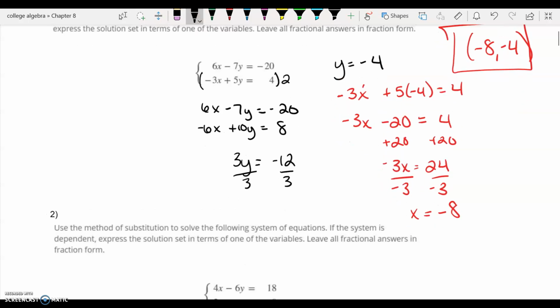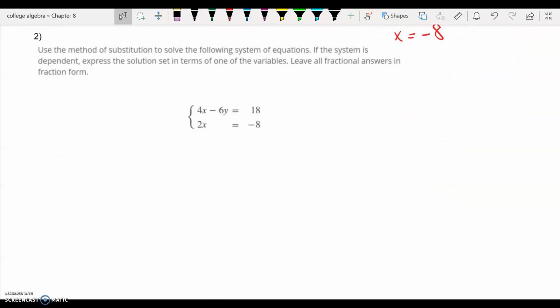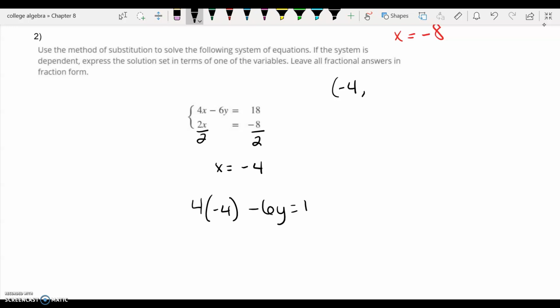The next one is using substitution. So these are just problems that I pulled from the test. The easiest one is to solve for x. So x equals negative 4. You can plug it in. So now I have 4 times negative 4 minus 6y equals 18.